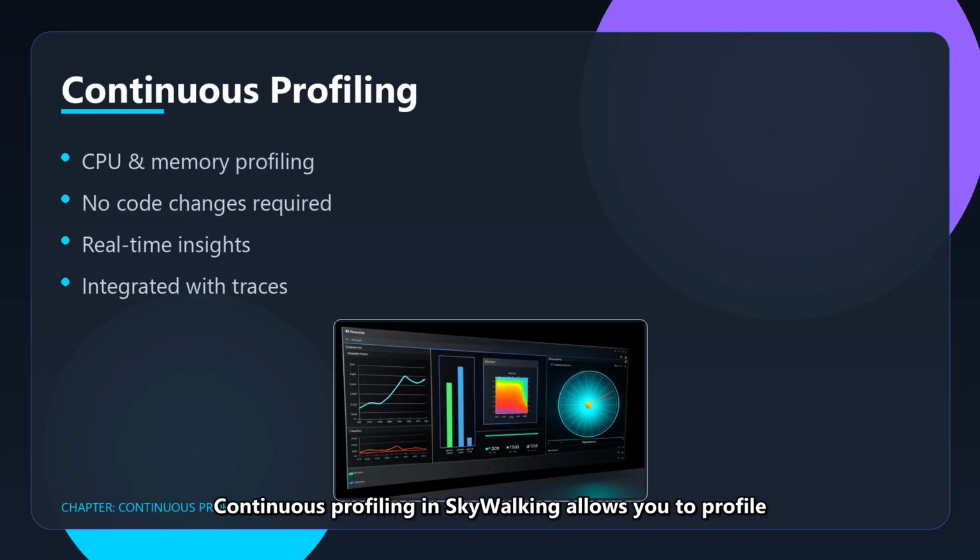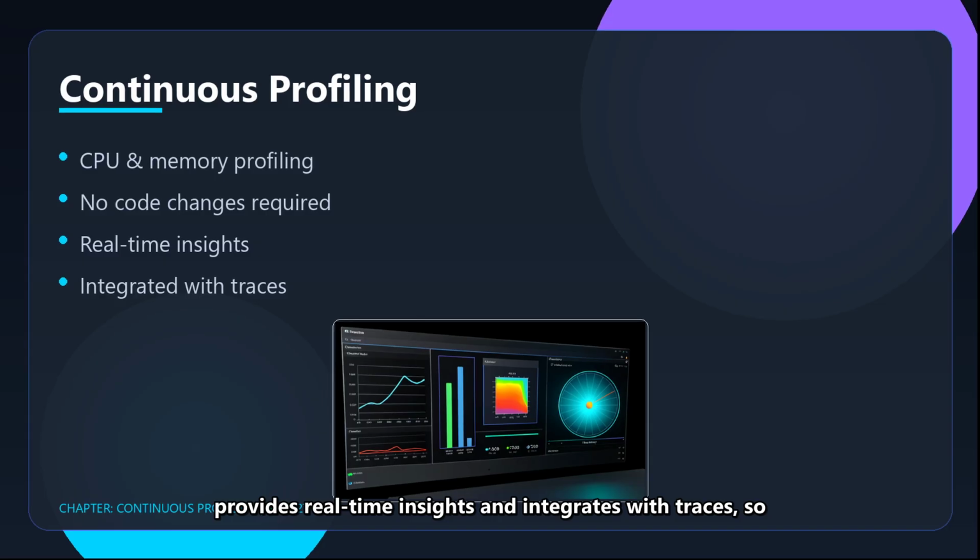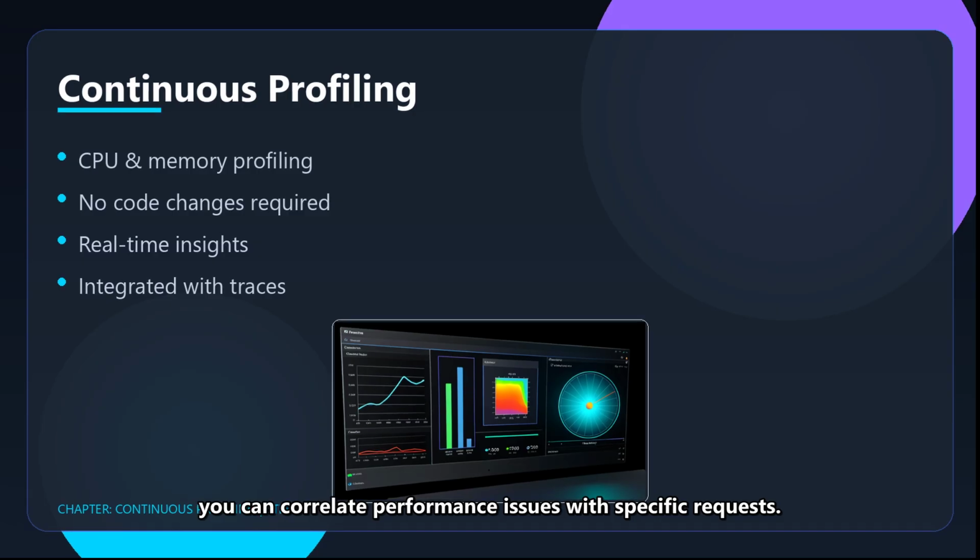Continuous profiling in SkyWalking allows you to profile CPU and memory usage without code changes. It provides real-time insights and integrates with traces, so you can correlate performance issues with specific requests.